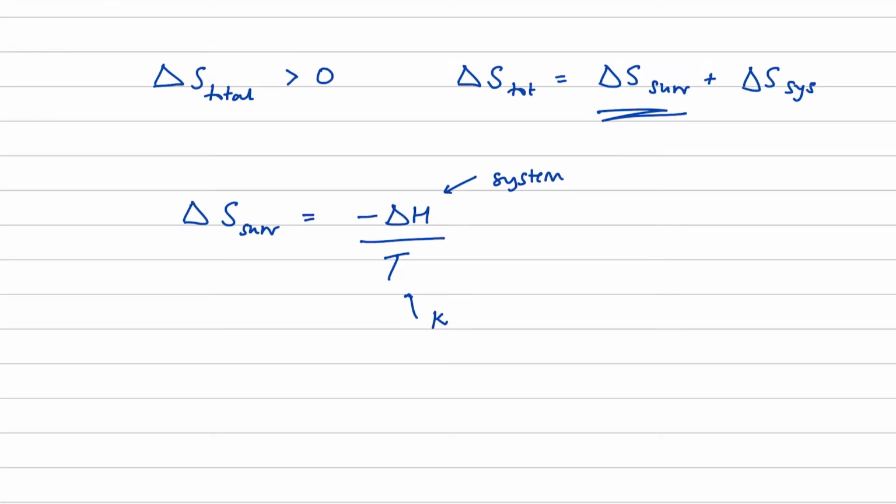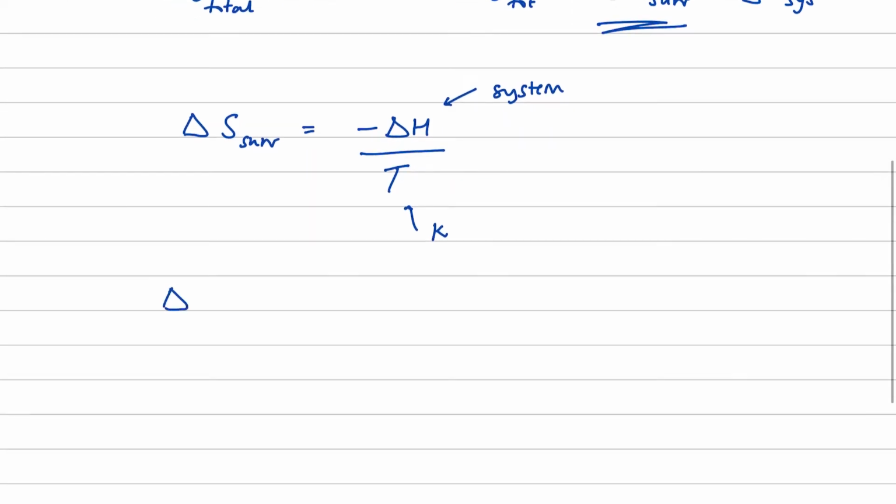Okay, let's combine these two equations. So total entropy change, which of course has to be positive for a reaction to be spontaneous or feasible, is actually equal to minus delta H over T plus delta S system. Now, I am going to multiply each of the components of this equation, both sides, by minus temperature. You'll see why in a minute. Just run with this.